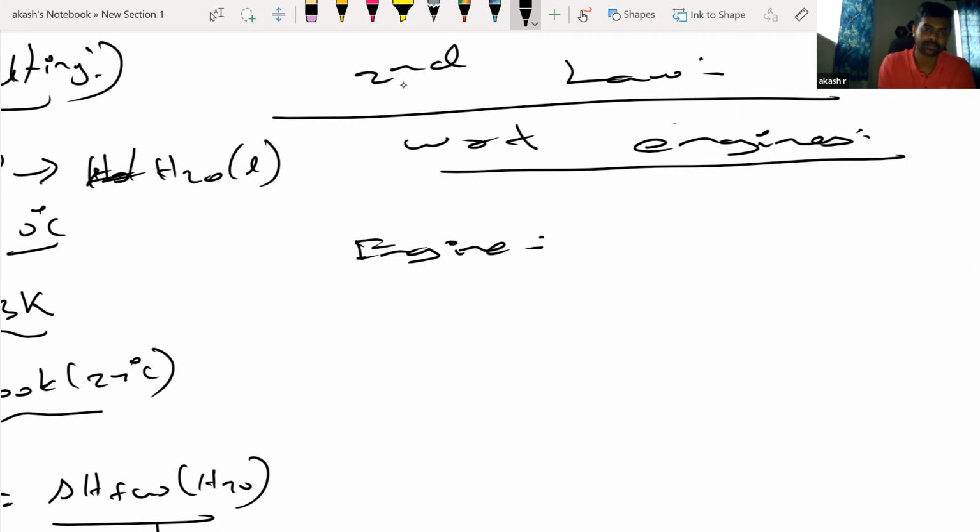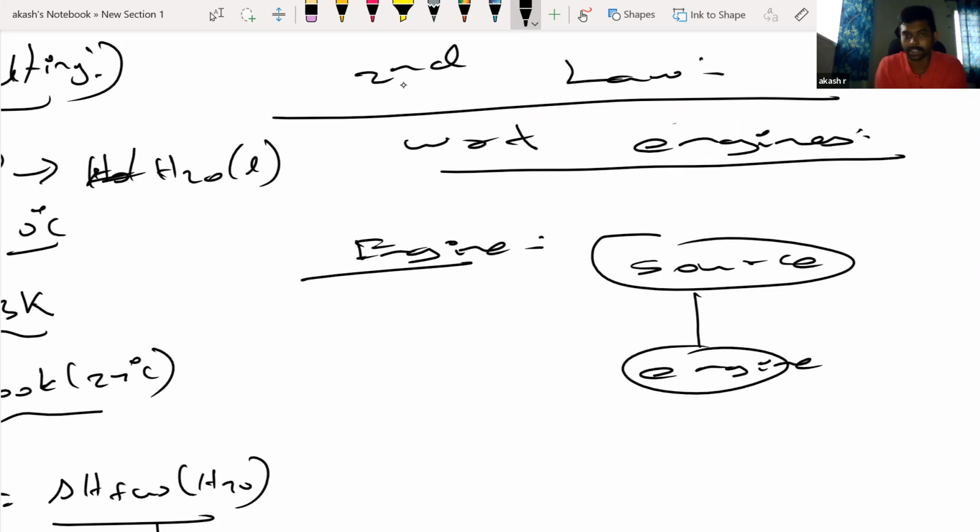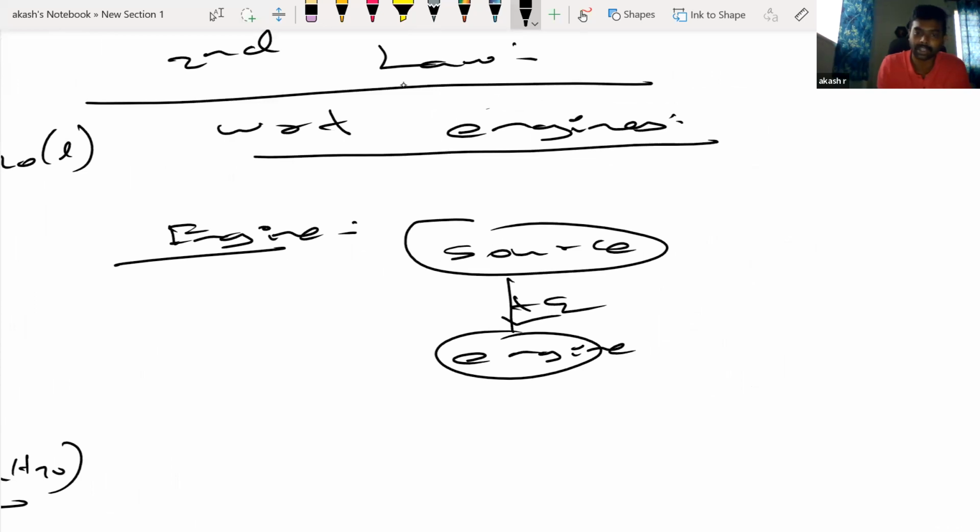So, in any engine, we are going to have something called a heat source. Now that heat source will be given to your actual engine. Some amount of heat from the heat source will be given to your engine, and obviously this engine will take up this heat, and it is going to give us work output.